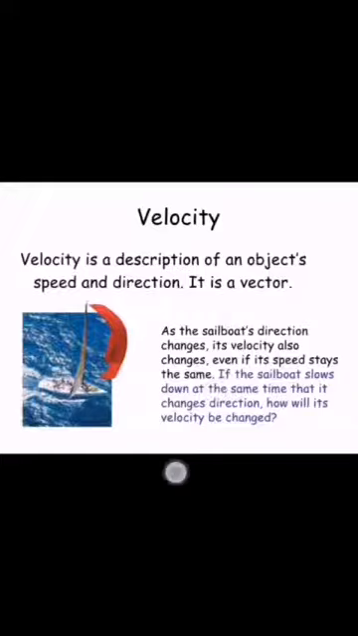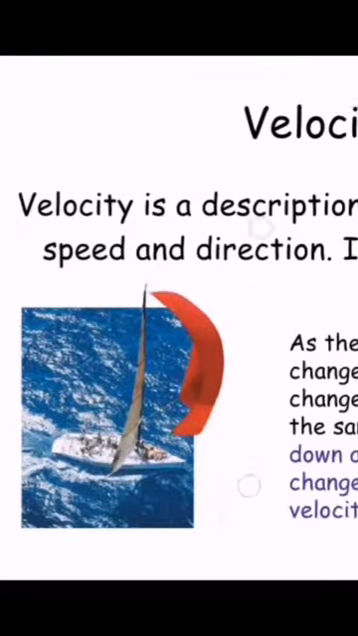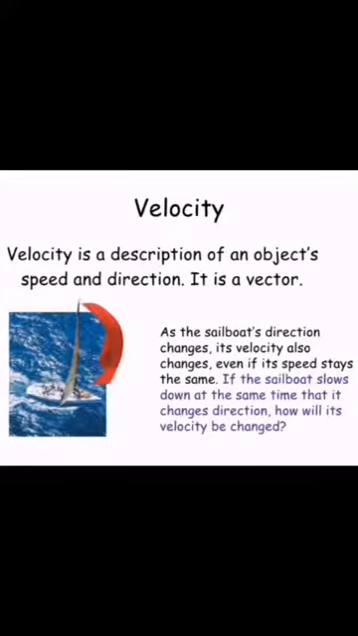the same. Since this sailboat changes its direction, its velocity changes. The change in velocity means a change in the magnitude of speed as well as a change in the direction of velocity. If either the magnitude of velocity or the direction changes, then we can say that the velocity changes. Even if the sailboat slows down at the same time that it changes direction, its velocity changes.